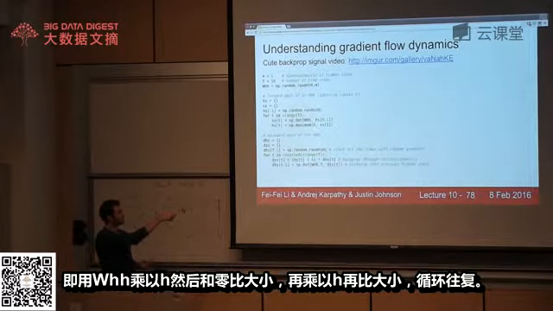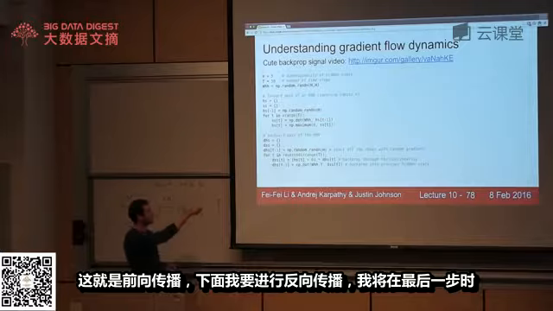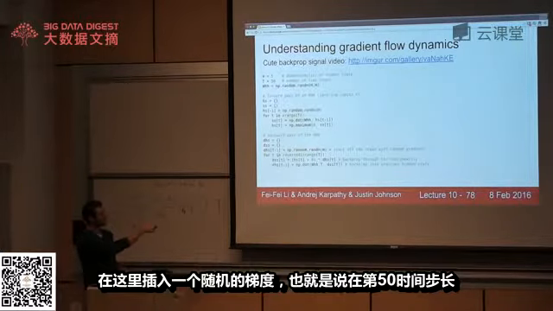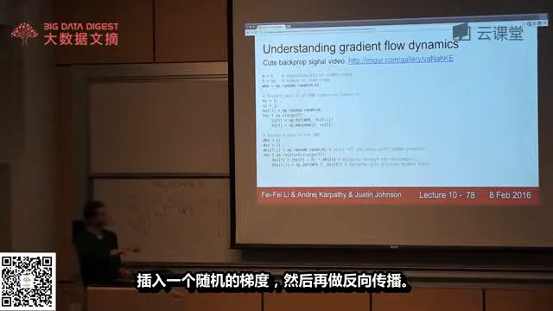It's just WHH times H, threshold, WHH times H, threshold, and so on. So that's the forward pass. And then I'm going to do a backward pass here, where I'm injecting a random gradient at the last time step. So at the 50th time step, I inject some gradient, which is random. And then I go backwards and I backprop.